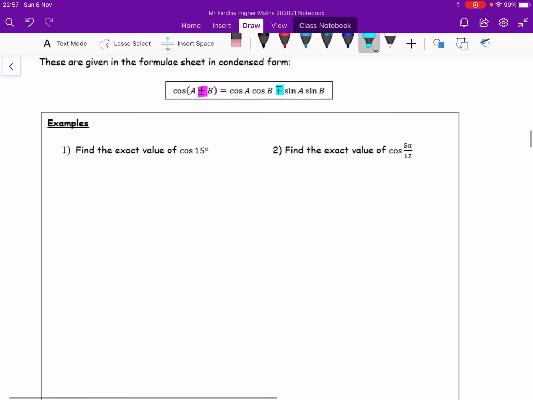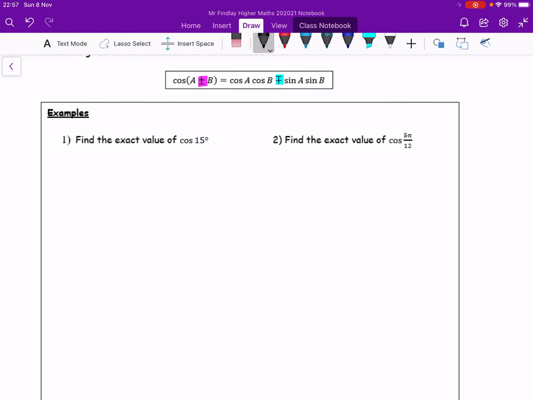Okay, two examples. Very, very similar to sine. So cos of 15 degrees is equal to, so again, what you're going to consider, and there's only going to be so many options that you can get here. If you're thinking of 30, 45 and 60, that's the three values you know from your exact values. How can you get 15? Well, you could go 45 subtract 30 to give you 15, or you could go 60 minus 45. Two options.